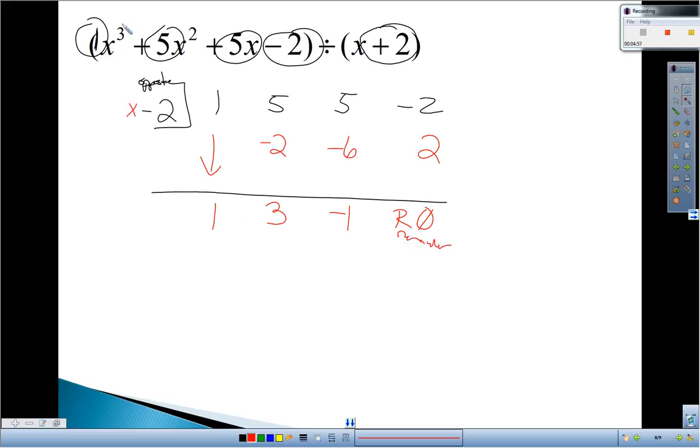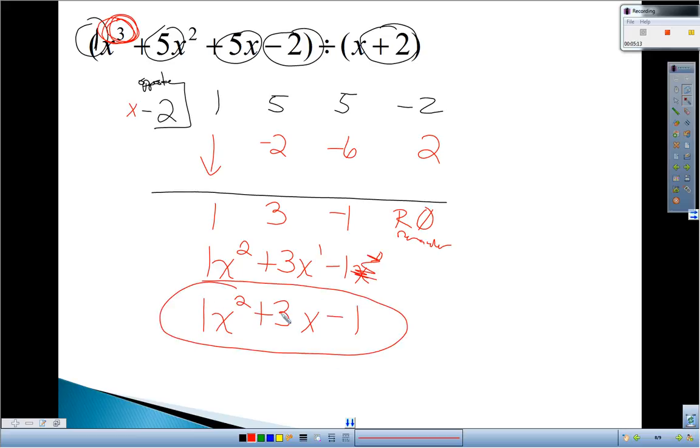And then my answer is always 1 degree less, so I'm going to have 1x squared plus 3x to the first minus 1x to the 0. But again, you don't have to have a power of 1 on the exponent, and you don't have to put x to the 0. It's understood to be 1. And so there's my answer.